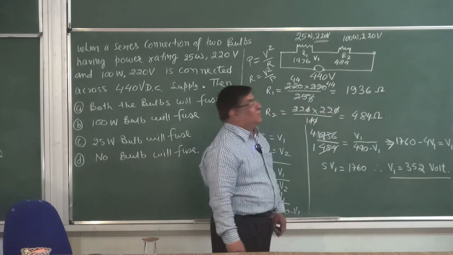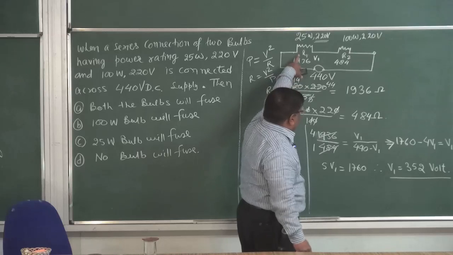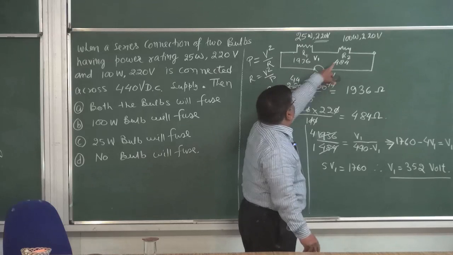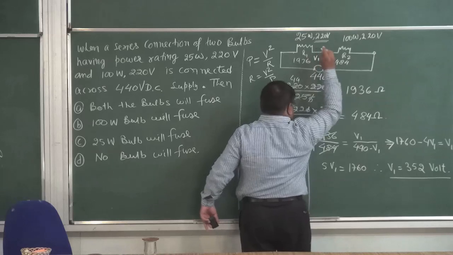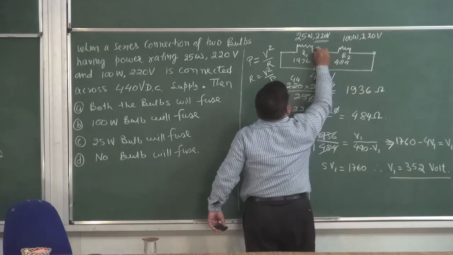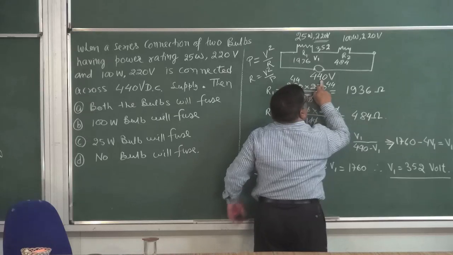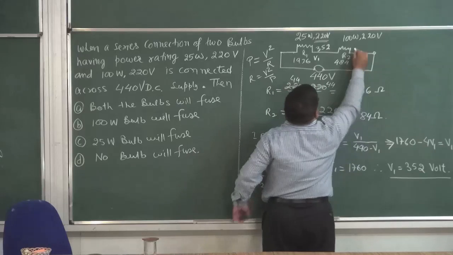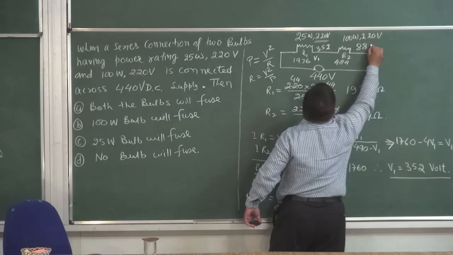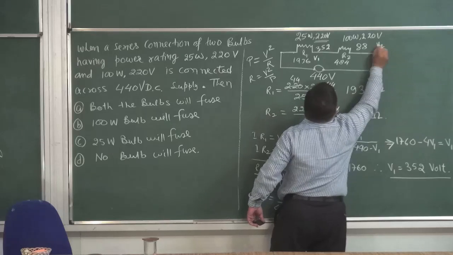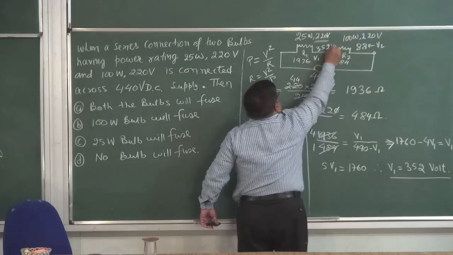V1 is 352 volt and here it is distributed. If this is 352 volt, then rest will be here. V1 will be 352 and this minus 352, that is 88 volt. This is V2. V1 352 volt.